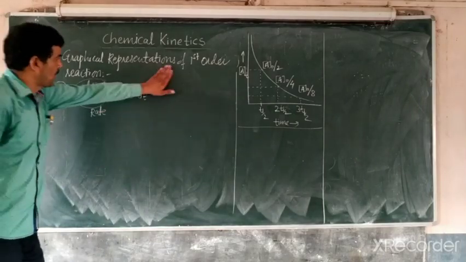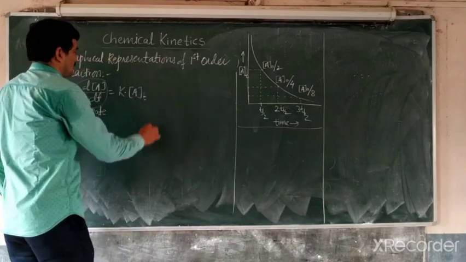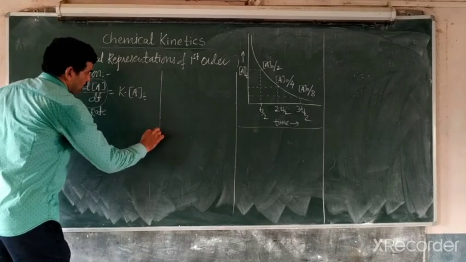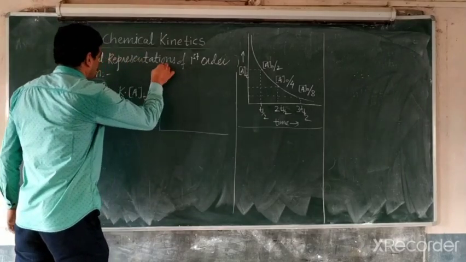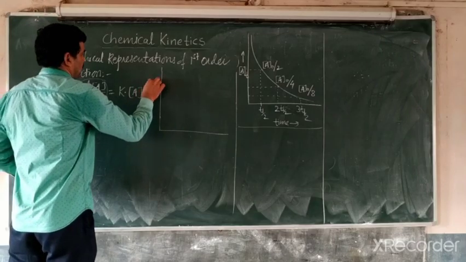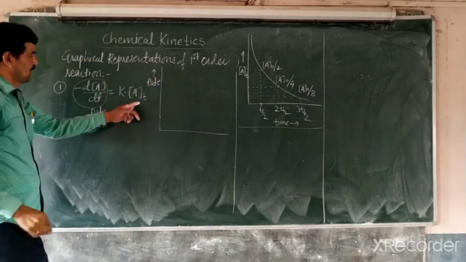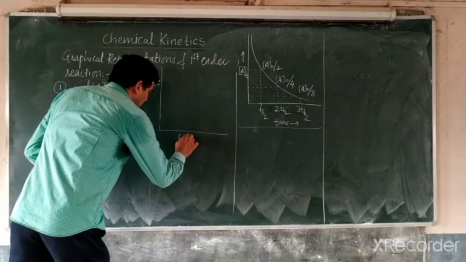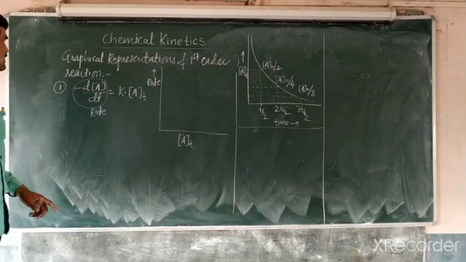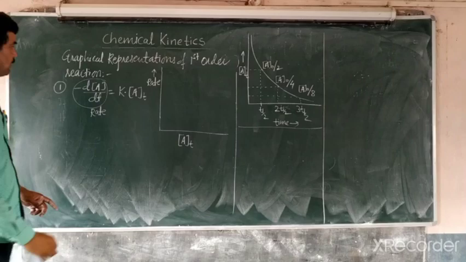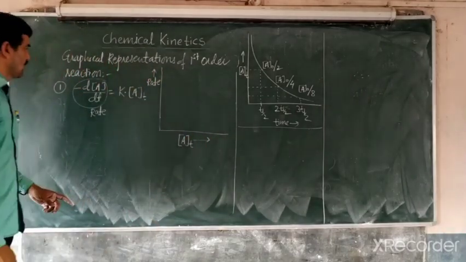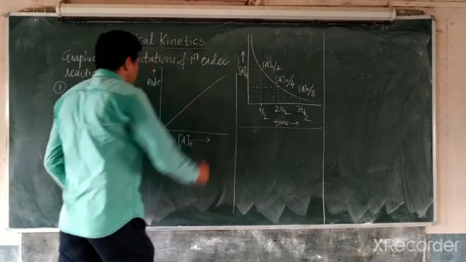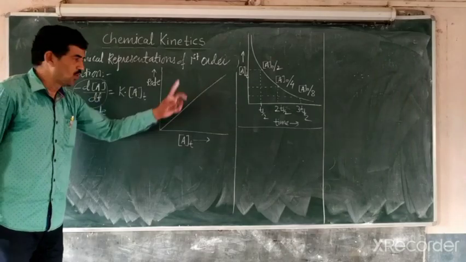From this differential rate law, we can plot the graph. When the graph is plotted between rate on the y-axis and the concentration of the reactant on the x-axis, then here we get a straight line passing through the origin.